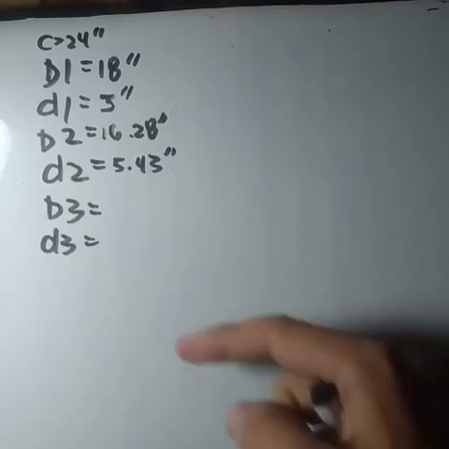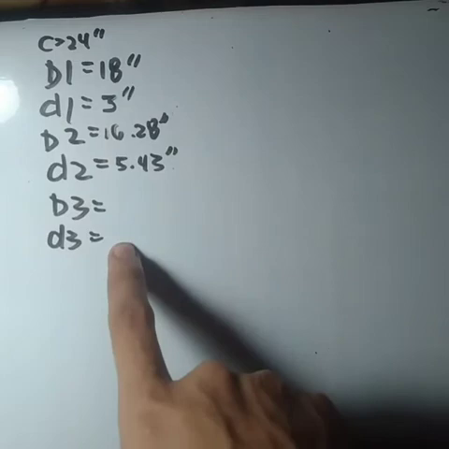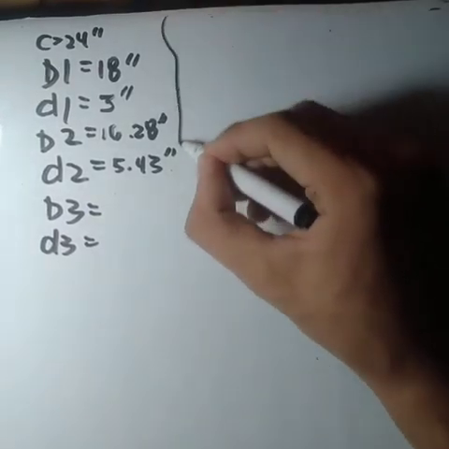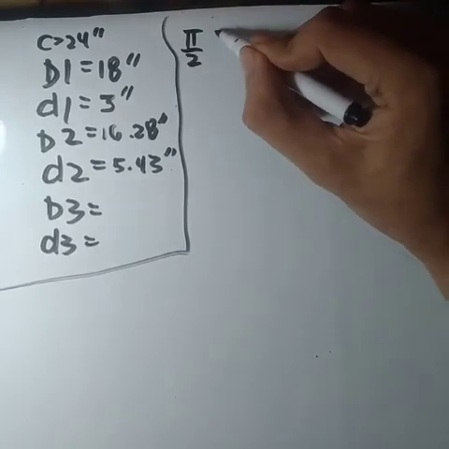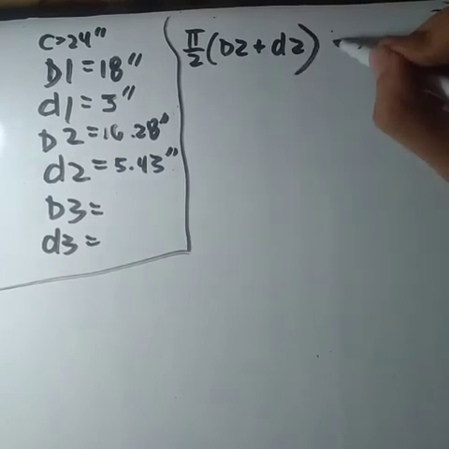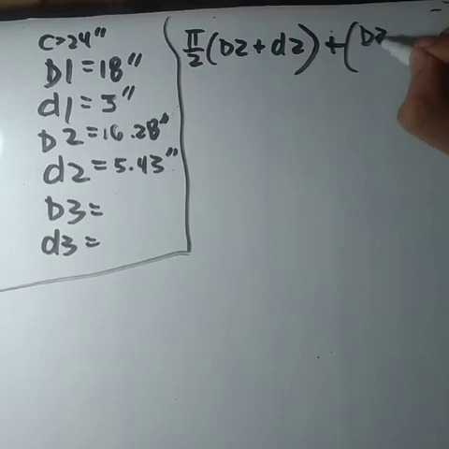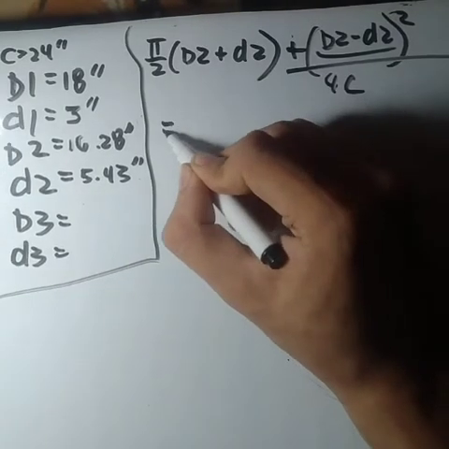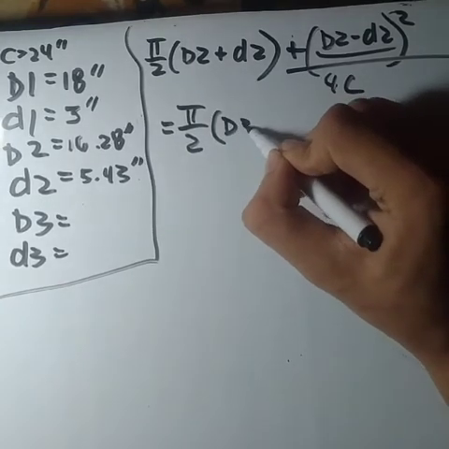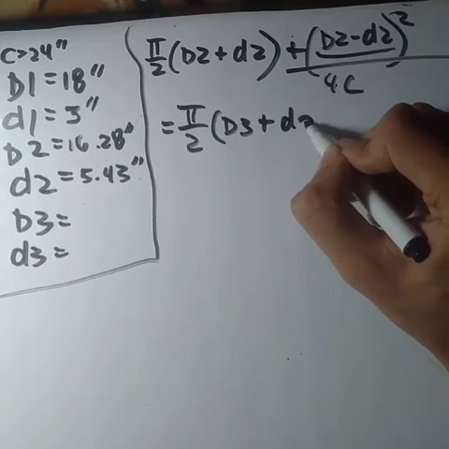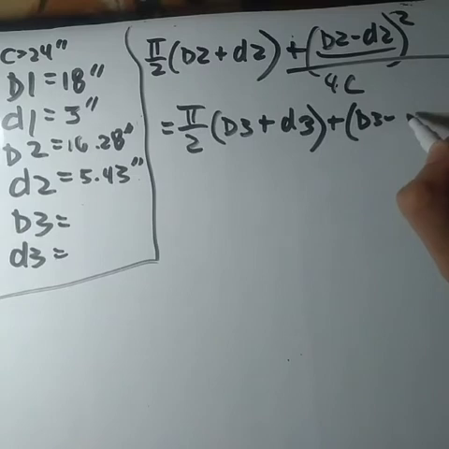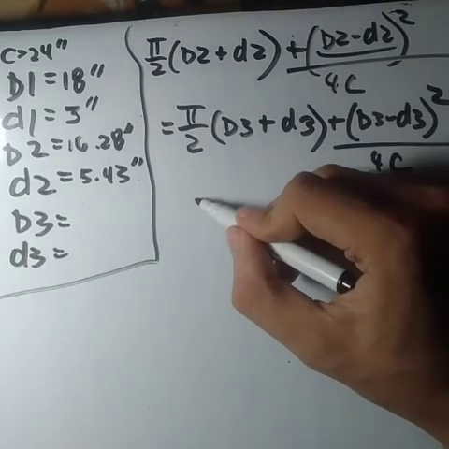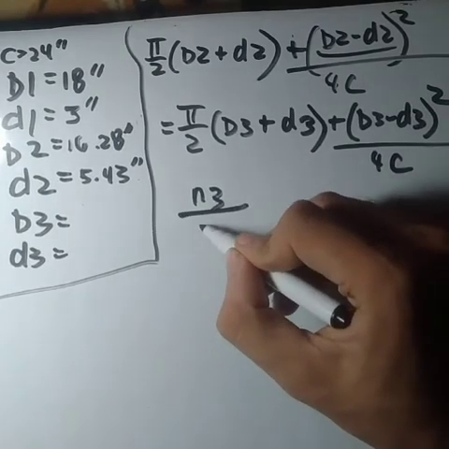So, in order to get the driver 3's diameter as well as the driven 3's diameter, we are going to use the relation of this formula, which is pi over 2 times D2 plus the difference of these values squared all over 4C. That will be equivalent to pi over 2 as well times the diameter of the driven 3's pulley plus the driver 3's pulley plus their difference squared over 4C. So from the first formula, we can solve the relationship of these two values.